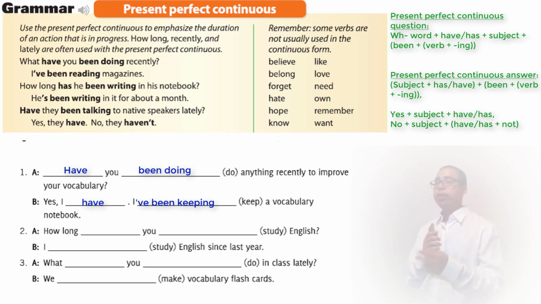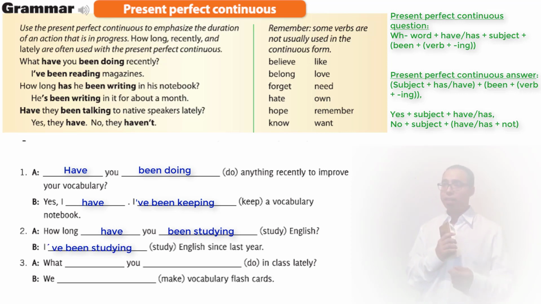Okay. Yes, I have. Now we're using have because it's the same word that we used in the question. So it's yes, I have. I've been keeping a vocabulary notebook. Conversation number 2. How long have you been studying English? I've been studying English since last year.